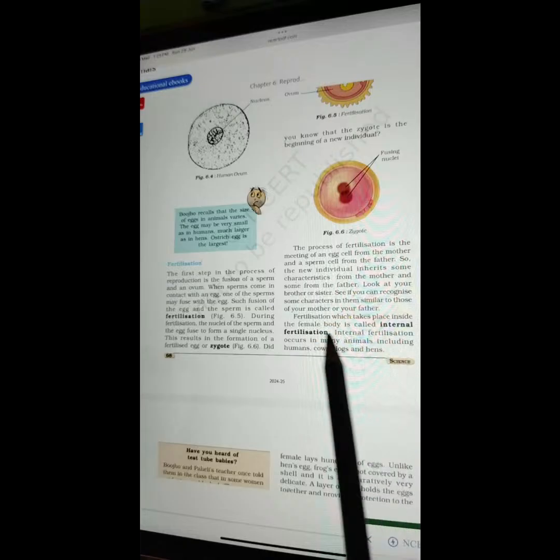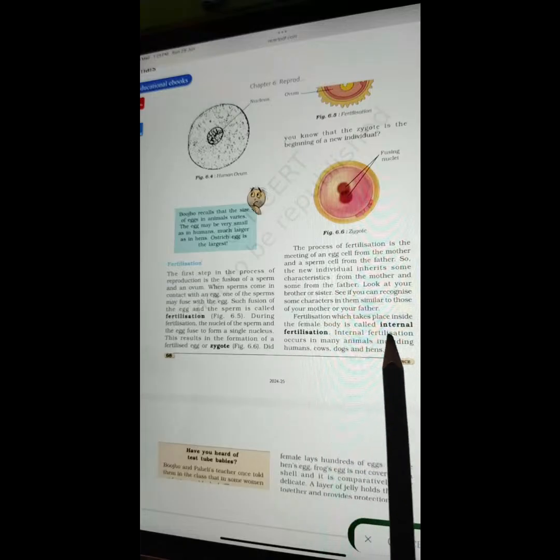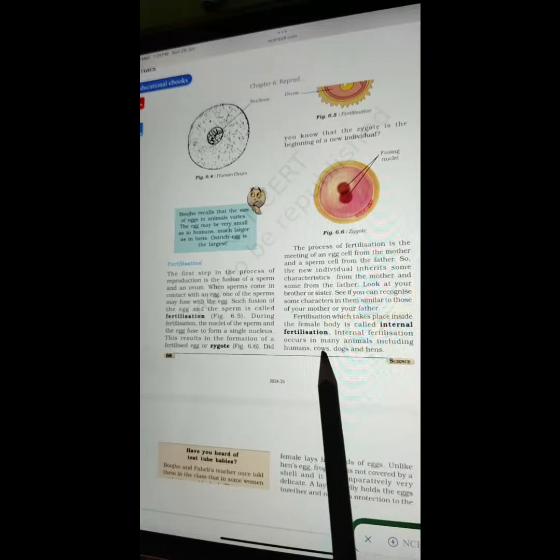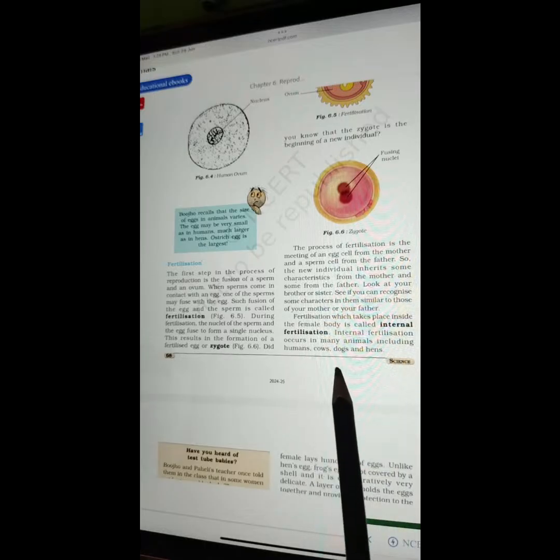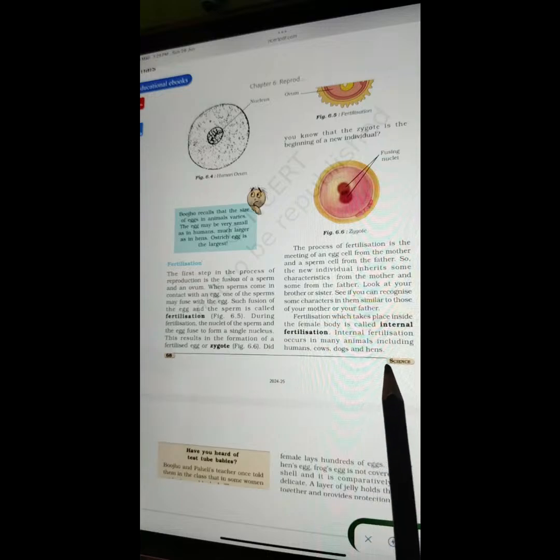Fertilization, which takes place inside the female body, is called internal fertilization. Internal fertilization occurs in many animals, including humans, cows, dogs, hens, etc.